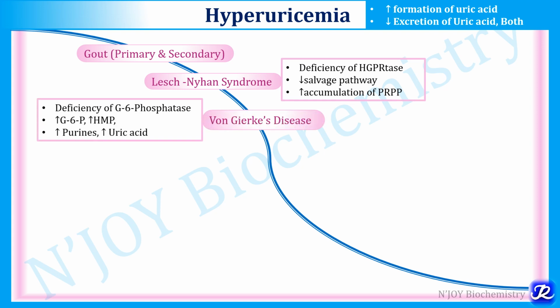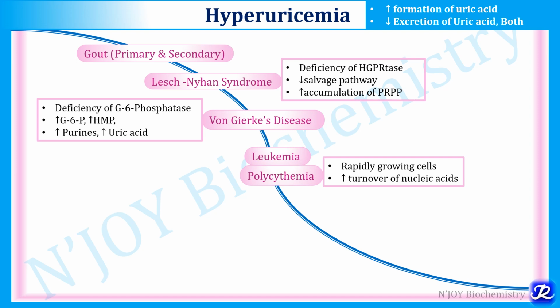Another disease is von Gierke disease. Von Gierke disease is a glycogen storage disease, which is due to the deficiency of the enzyme glucose 6-phosphatase. So here glucose 6-phosphate cannot be converted to glucose. So there is accumulation of glucose 6-phosphate, which is diverted to the HMP pathway. So there is increased formation of ribose sugar, more formation of PRPP, increased purine synthesis, increased catabolism, and lastly there will be increased uric acid. So von Gierke disease is associated with hyperuricemia.